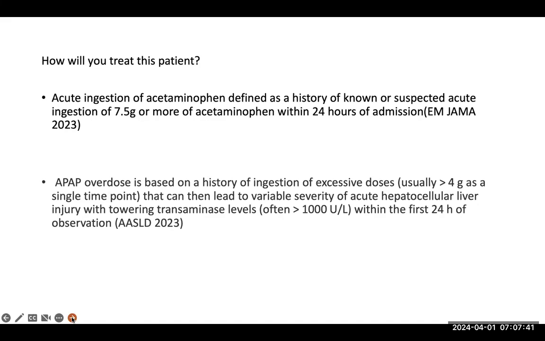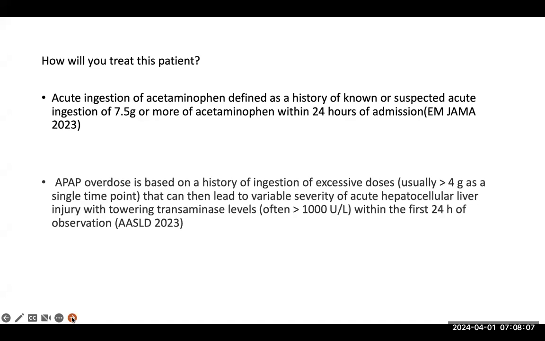The third question now is, how would you treat this patient? It's going to be important for us to first define what is going on with the patient, because it's going to help us with the numerous guidelines that are used in management of acute acetaminophen poisoning. Acute ingestion of acetaminophen is defined as a history of known or suspected acute ingestion of 7.5 grams or more acetaminophen within 24 hours of admission.